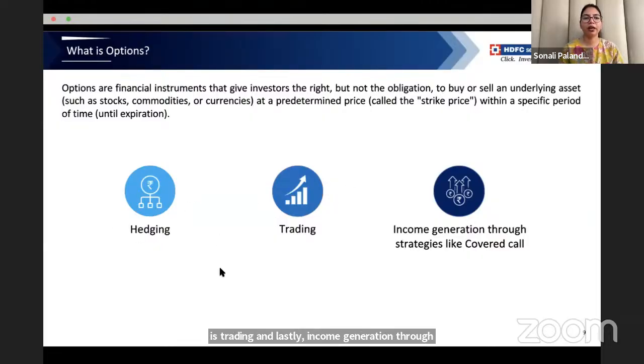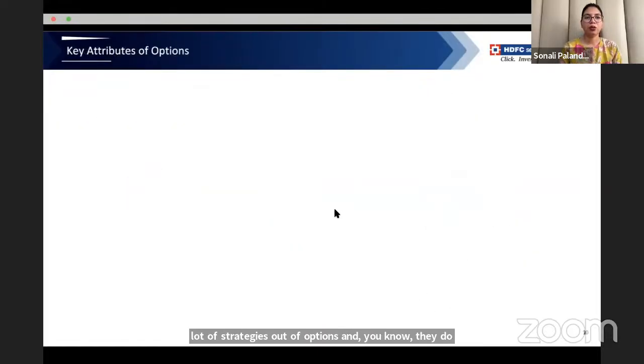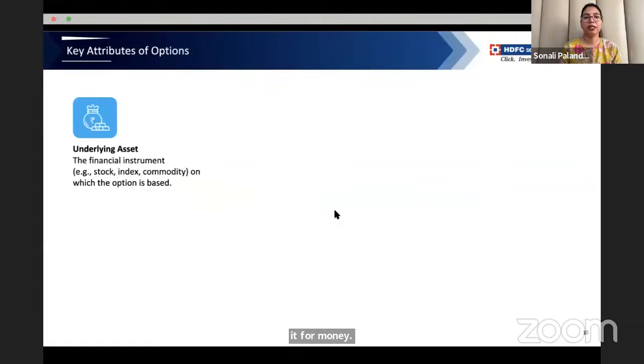So hedging can be for traders and investors both. Trading is for traders, and income generation, especially from covered call kind of strategies, is for the investors. But of course, traders also make a lot of strategies out of options, and they do it for money. So before going forward, we need to break down the concept of options into various factors. Okay, first is underlying asset.